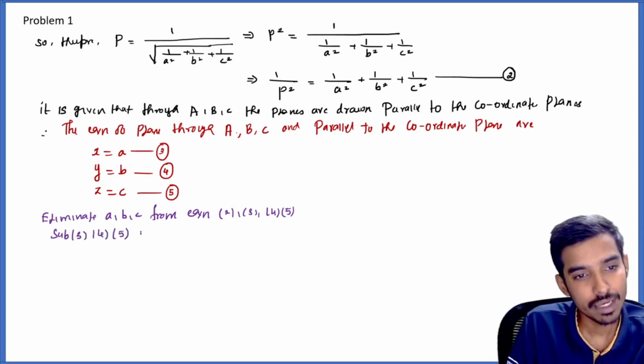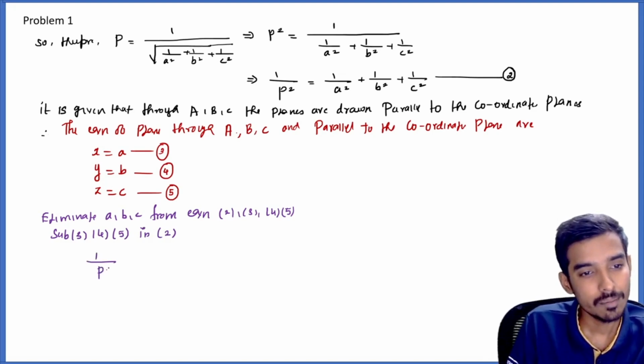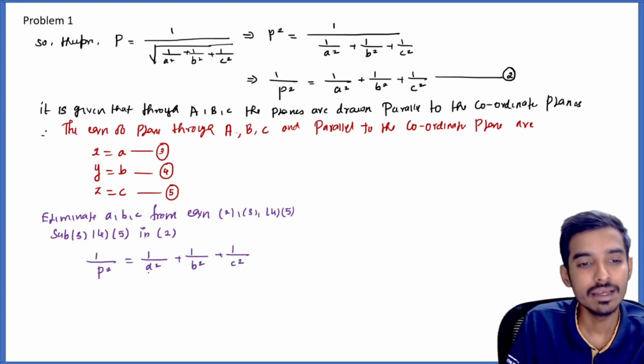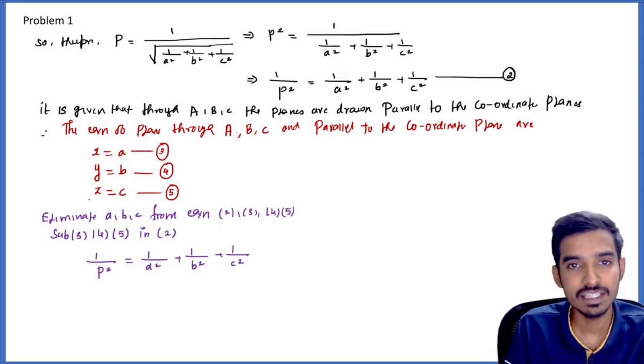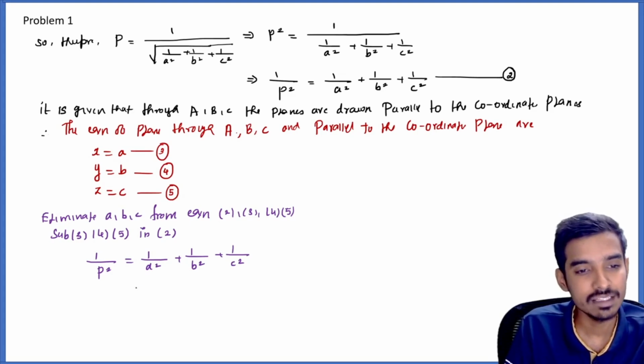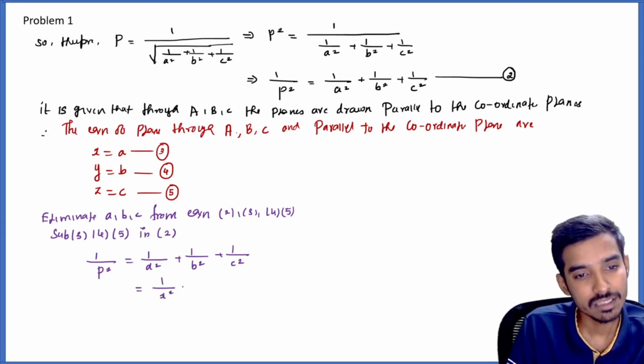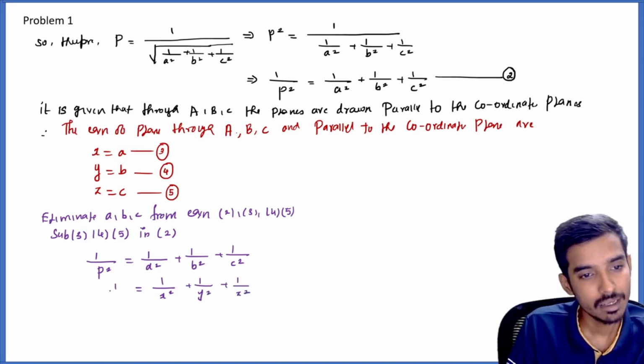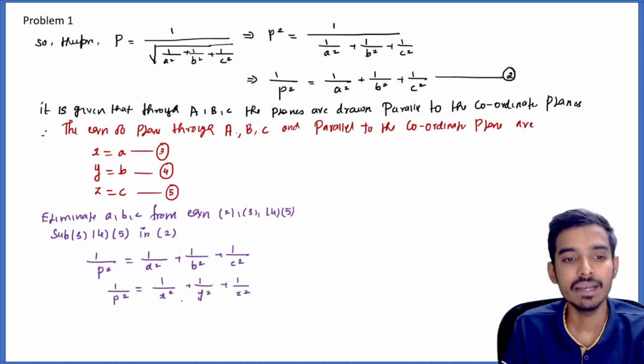Substitute 3, 4, 5 in equation number 2. So we have 1 by p square is equal to 1 by a square plus 1 by b square plus 1 by c square. So we know a is x, b is y, c is z, right? So we can easily eliminate this a, b, c. So we have 1 by x square plus 1 by y square plus 1 by z square is equal to 1 by p square.